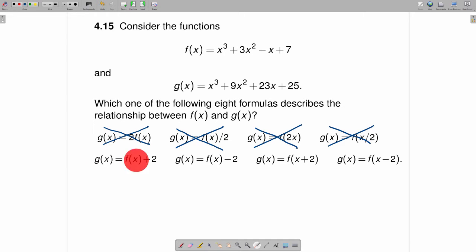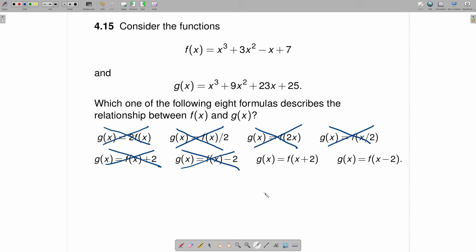Is g of x just 2 more than f of x? Well, if f of x looks like this, then 2 more than f of x would simply replace this 7 with a 9. That's not what we have here. So this is eliminated. And the next one is g of x equal to f of x minus 2? Well, if you take this function f of x and you subtract 2, you'd get these same coefficients, except you'd have a 5 right there. And you don't have a 5 right there in the same coefficients, so that one is eliminated.